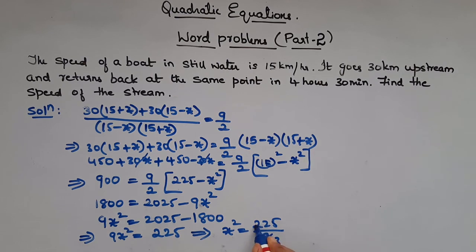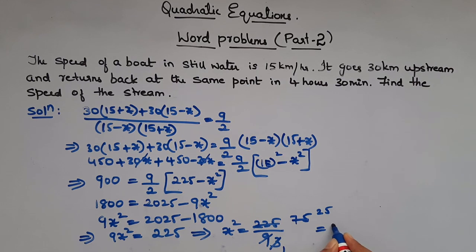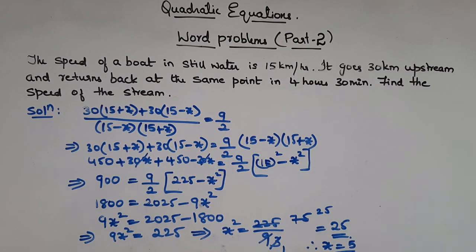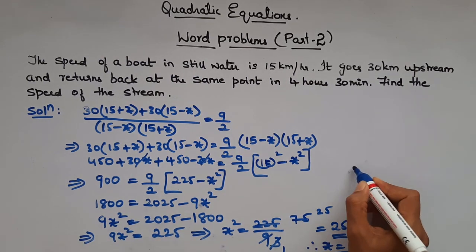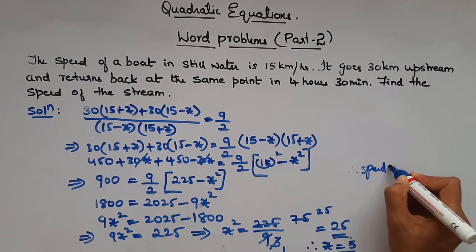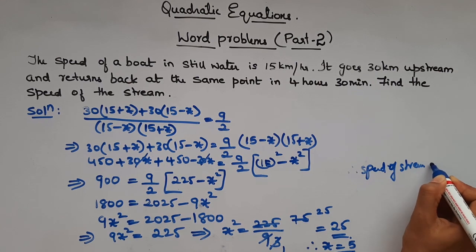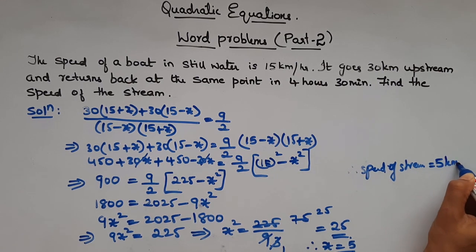So 3 threes are 9, 3 twos are 6, 3 fives are 15. So your x square is 25. So x square is 25, so therefore your x is square root of 25, that is 5, right? I have taken the speed of the stream as x. So your speed of the stream is 5 kilometers per hour. So therefore, speed of the stream is 5 kilometer per hour.